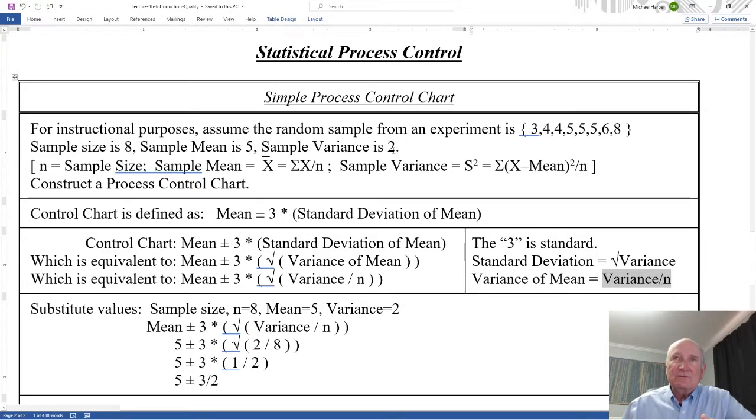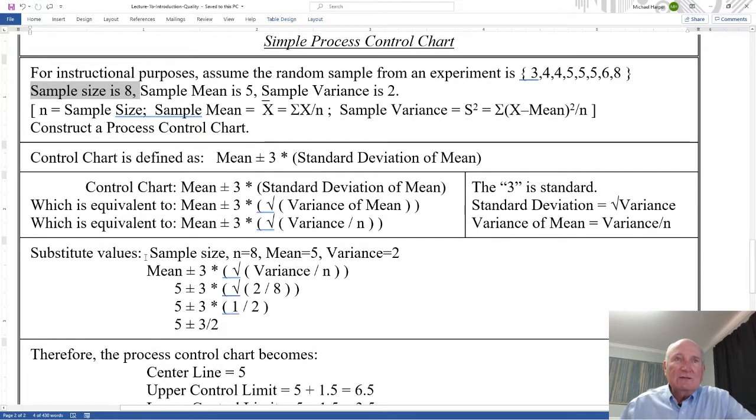Well, the variance is 2, divided by n. The variance is 2, and the sample size is 8, so it's 2 over 8. Okay, so substitute the values. Sample size, n equals 8. Mean, 5. Variance is 2. I just copied that down. The mean here, plus or minus 3 times the square root of the variance over n, I bring this down.